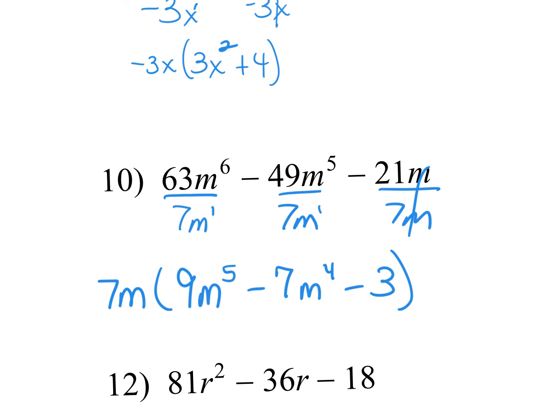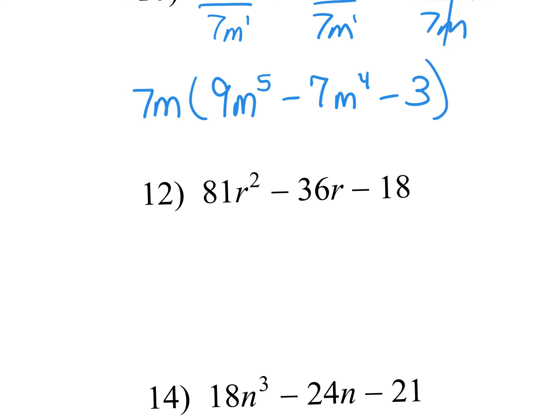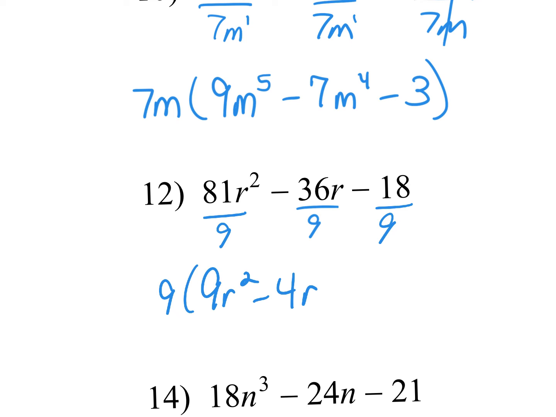Good job, guys. What about 12? What's going to go into all of those? 9. Very good. So divide everything by 9. 81 divided by 9 just gives me 9. I have r squared. 36 divided by 9 is going to give me 4r. And 18 divided by 9, minus 2. Good job.